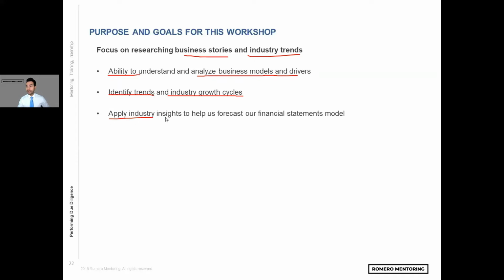Lastly, apply industry insights to help us forecast our financial statements model. So a lot of the steps in performing due diligence are going to really help us determine what the growth drivers are for our businesses in terms of forecasting revenue growth, margins, profitability, SG&A, taxes, which ultimately impact the bottom line of a company. So I hope that we're able to target and accomplish all these goals in this particular workshop.